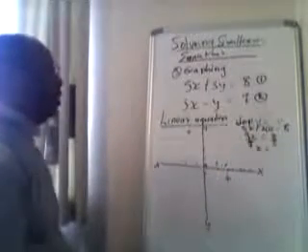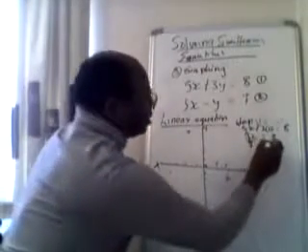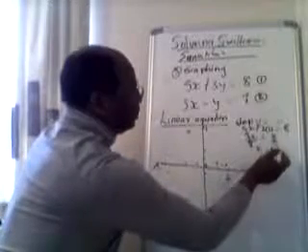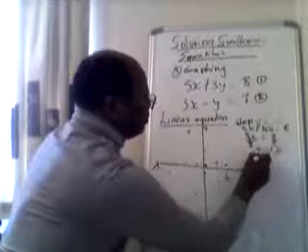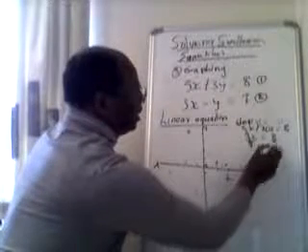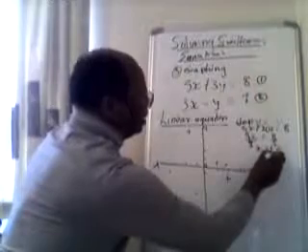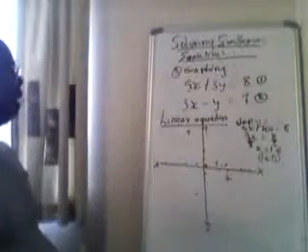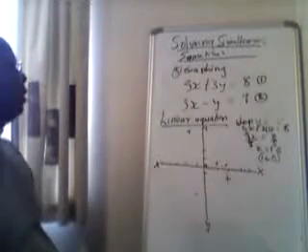You can divide 5 into 8, and it's going to be about 1.6. So the first coordinate is x is 1.6 and y is 0. That's the first point for equation 1.